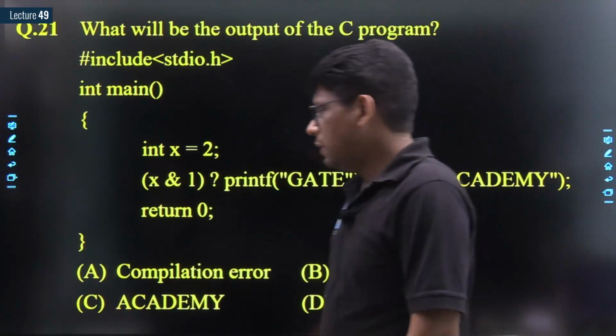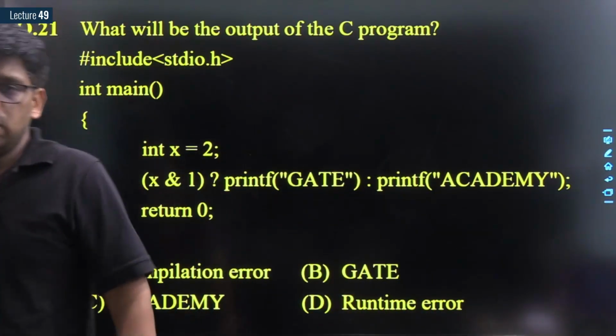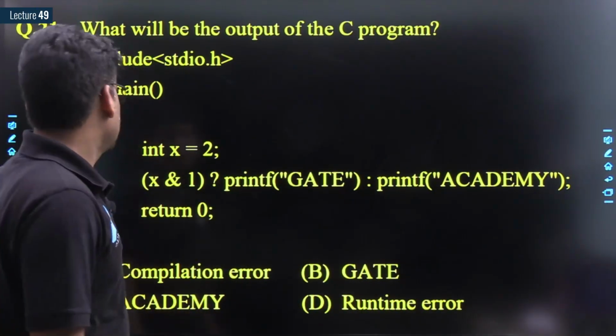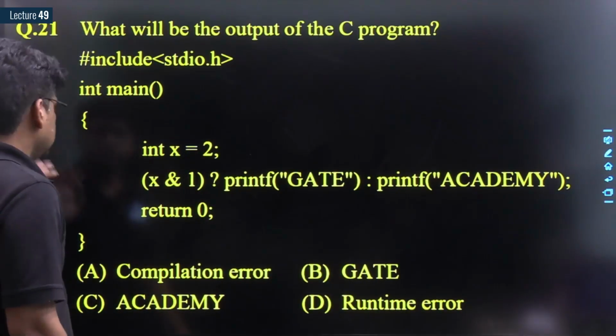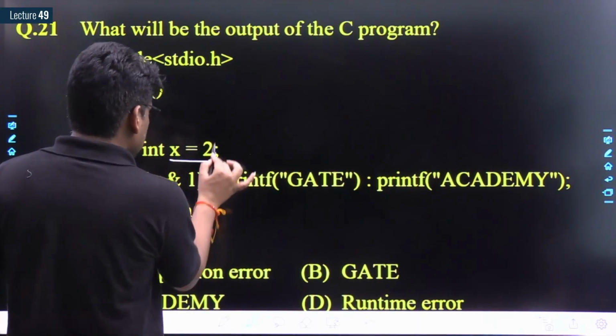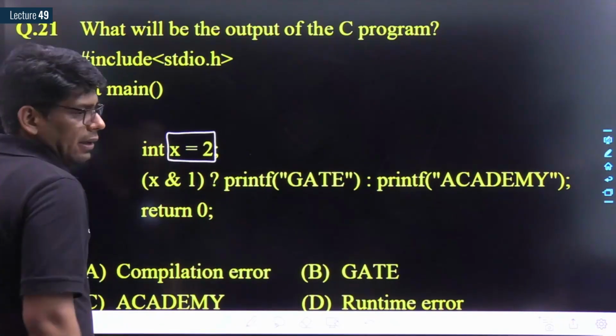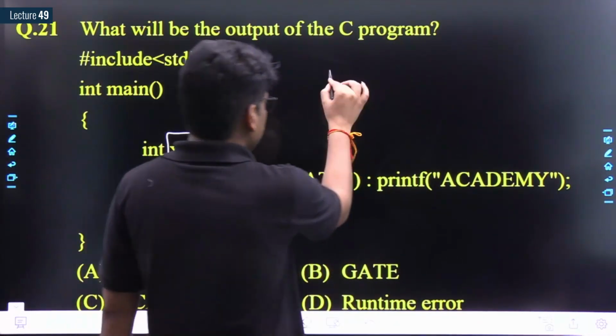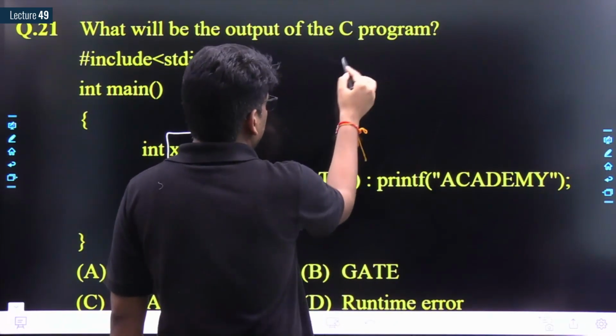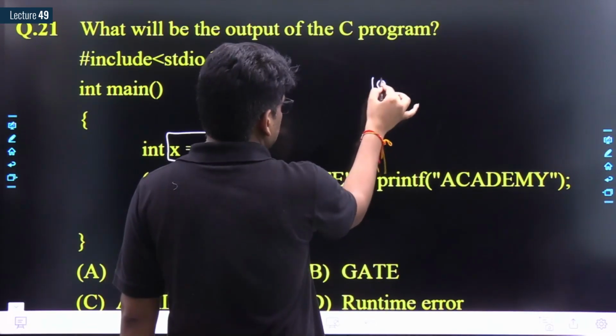Again, I strongly recommend, first solve it by yourself, then only we will discuss it. Okay, sir, what is the value? Sir, x is equal to 2. That means, what is the binary for x? Sir, the binary for x is 1, 0.